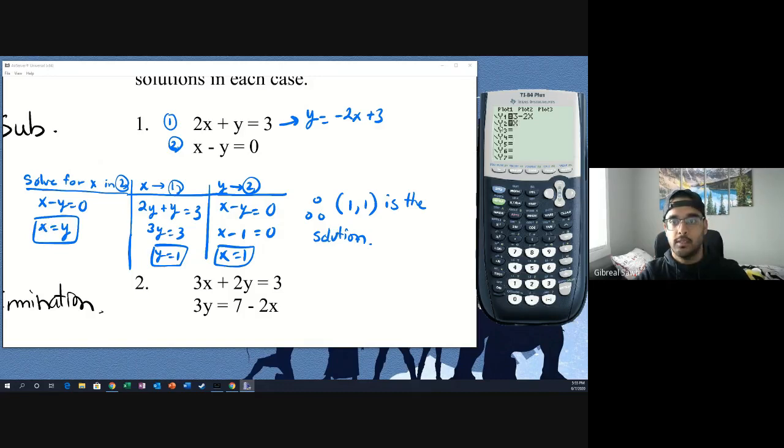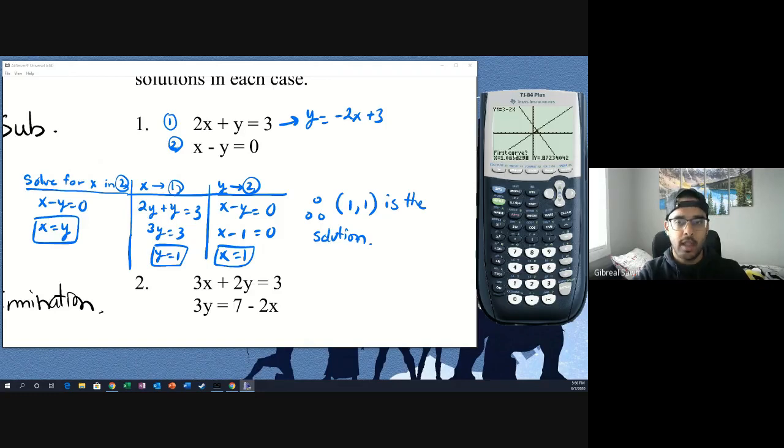So let's put in y is equal to x. And when we hit graph, excuse me, you're going to see that those two lines intersect. Now, we could use our trace function and kind of draw and see how close we get, but it won't be exact. So what we're going to do is press second trace to bring up our calculate menu. Now, option 5 is going to allow us to find the intersection.